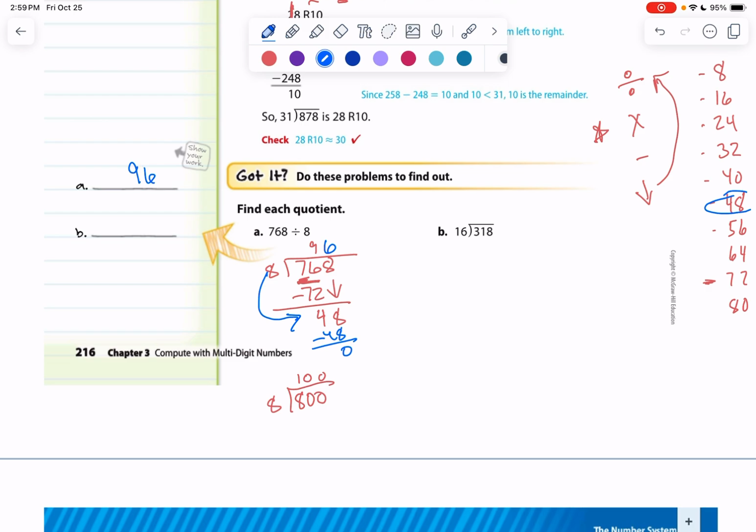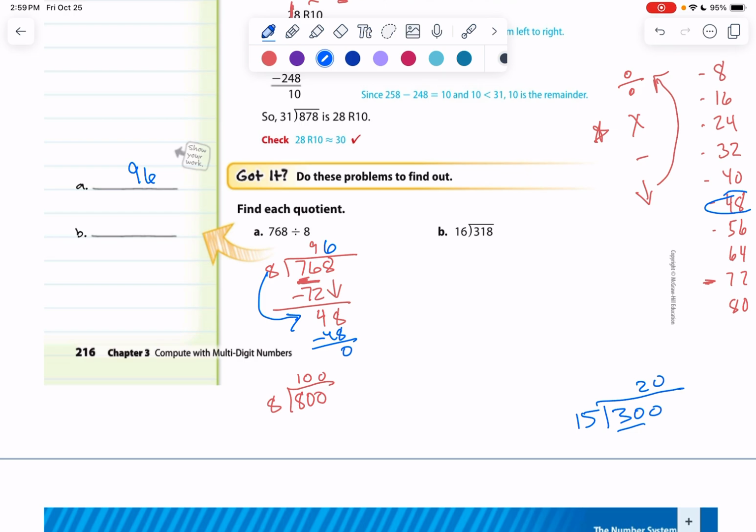Okay? Let's do another one. Here we have 16 into 318, or you could say 318 divided by 16. So, I think that for my estimation, I would do 300 divided by 15, because I know 2 15s equals 30. So that would be 20. 20 times 15 is 300.